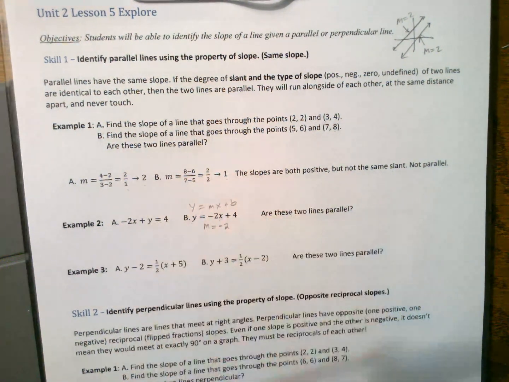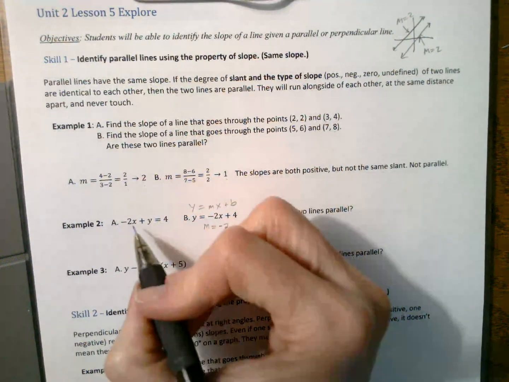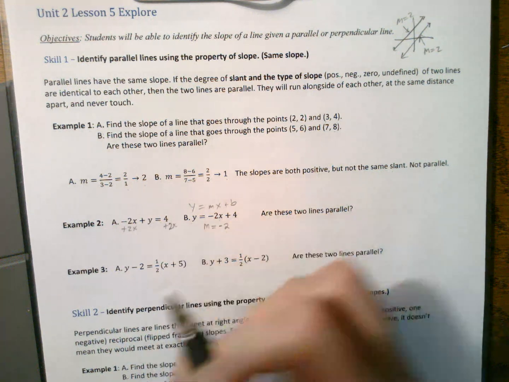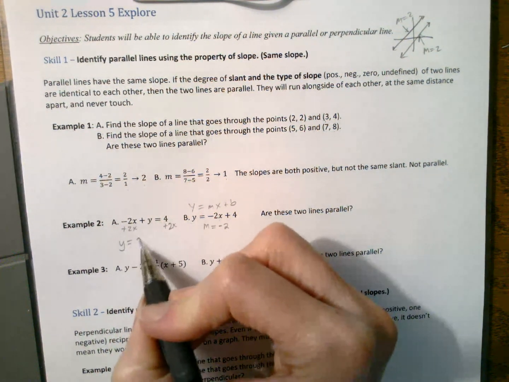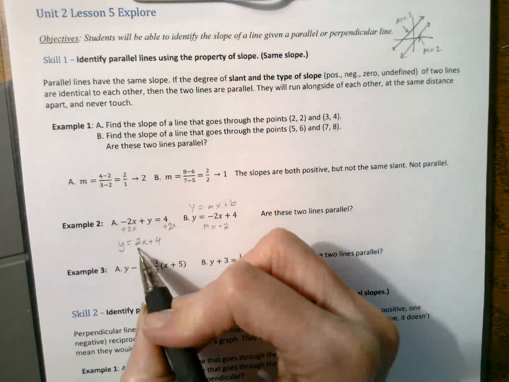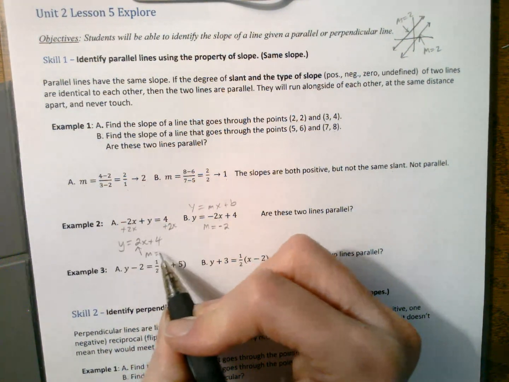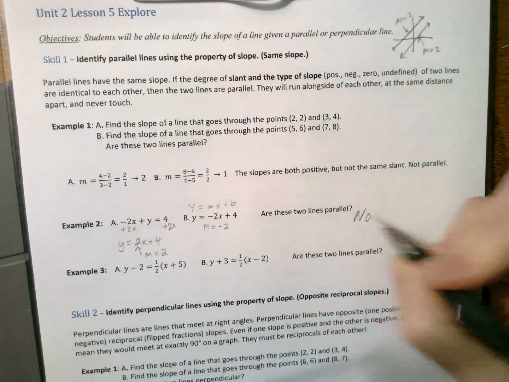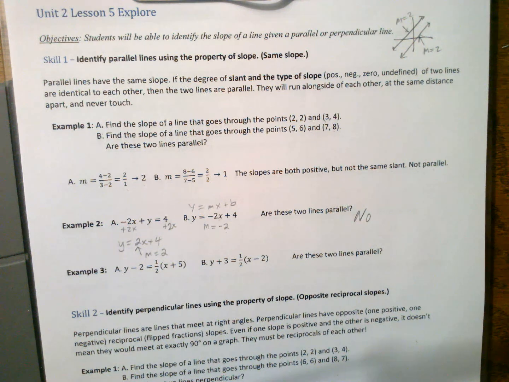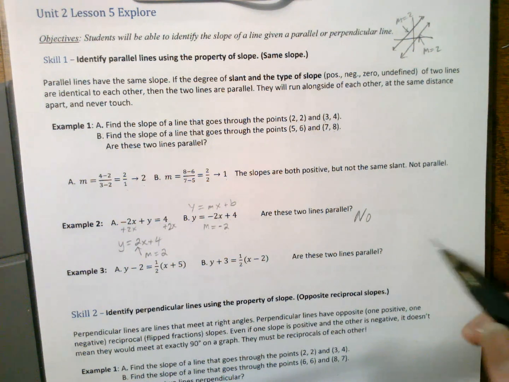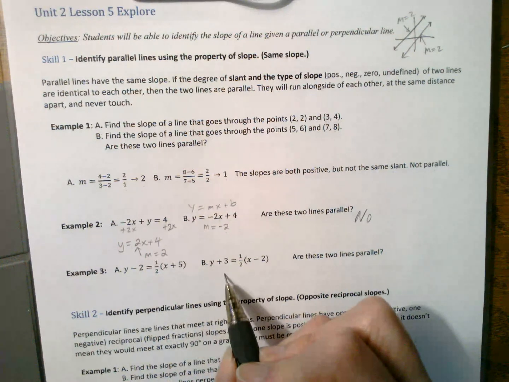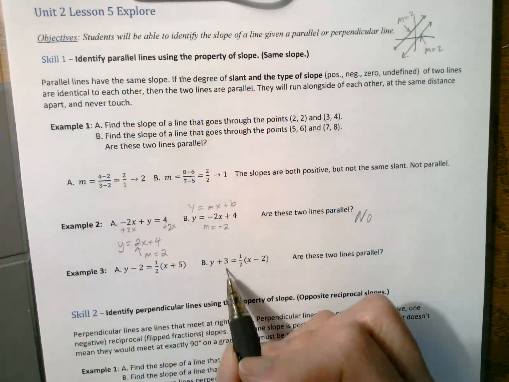This one, however, is not in the proper form for me to see that. So we need to move this into slope-intercept form. And we can see that that is now the slope, which is a +2. Are these 2 lines parallel? No, they are not, because one's negative and one's positive. So they would cross each other like an X on a graph. Definitely not parallel.